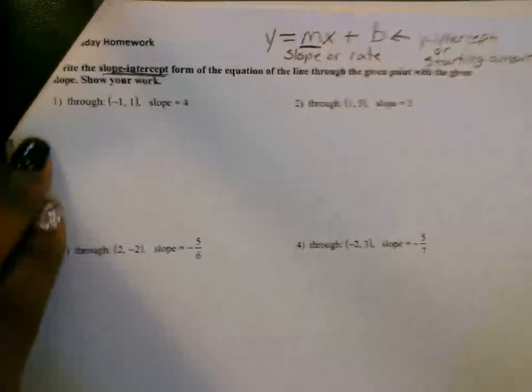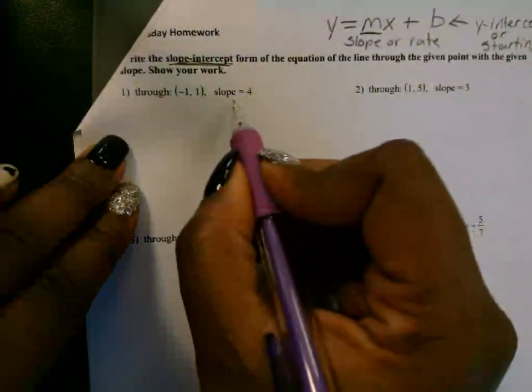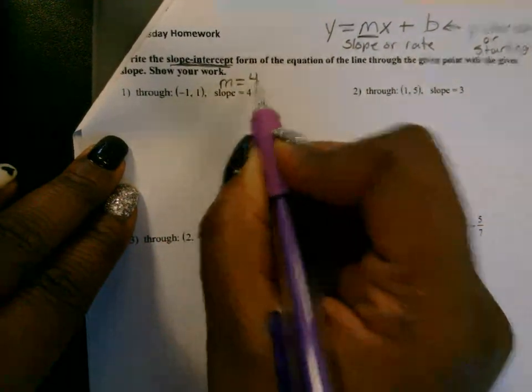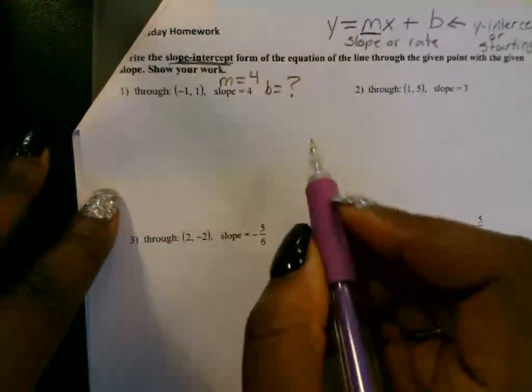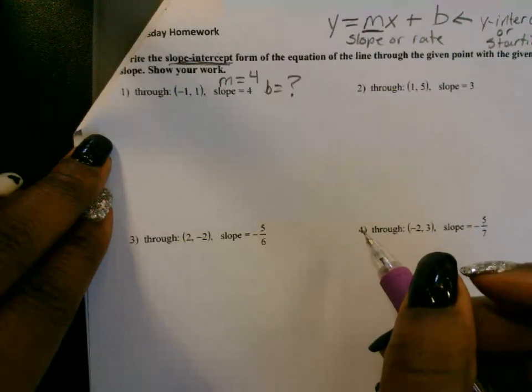All right, so now, in the first problem, they give you the slope. This is your m. M here is equal to 4. But what is missing is b. We don't know what b is. So we have to find b for these problems. M is given, but b is not.